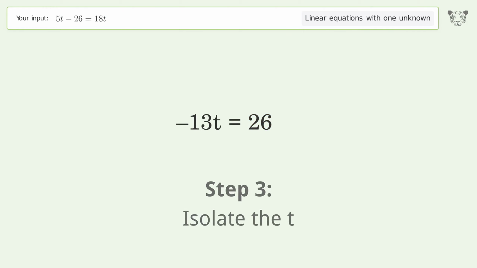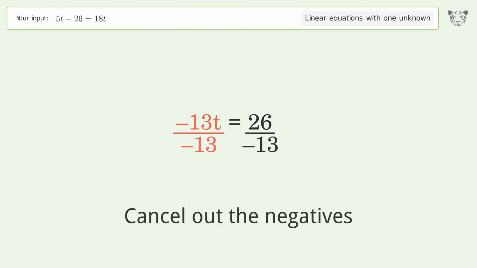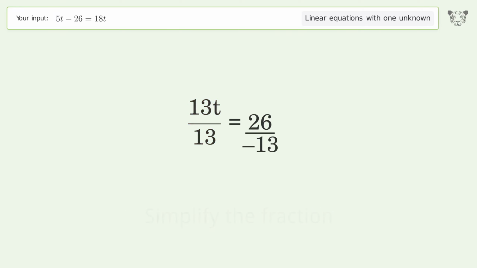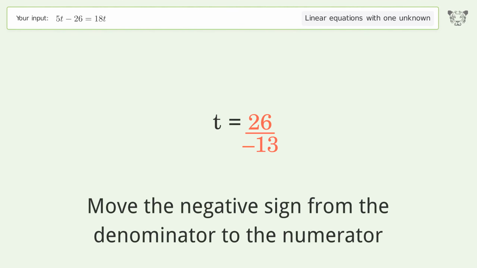Isolate the t. Divide both sides by -13. Cancel out the negatives. Simplify the fraction. Move the negative sign from the denominator to the numerator.